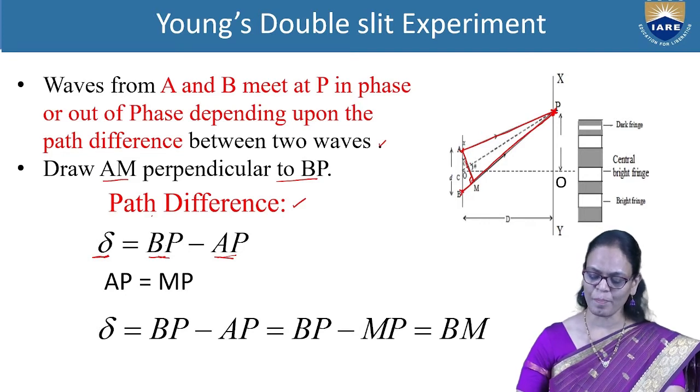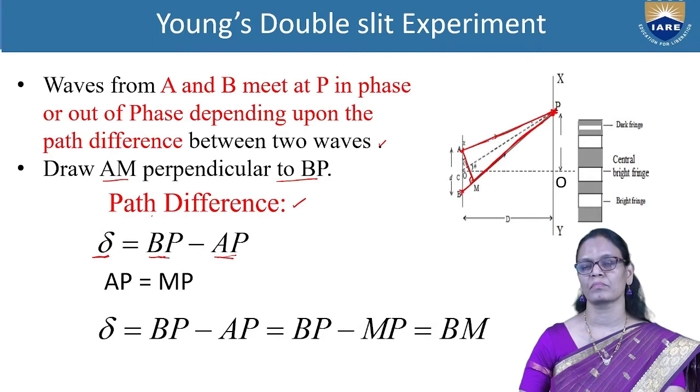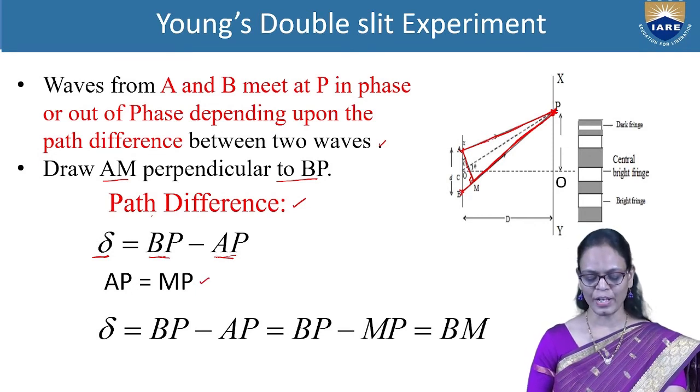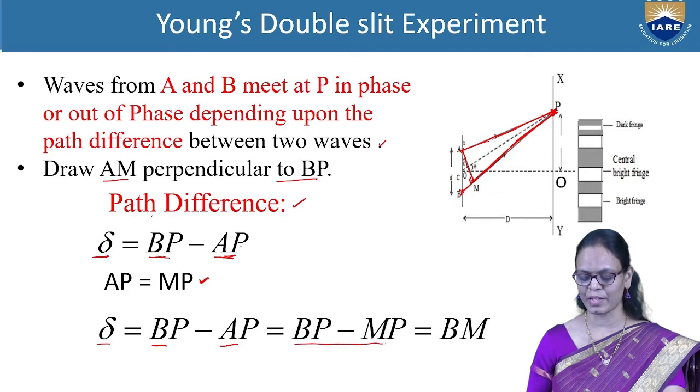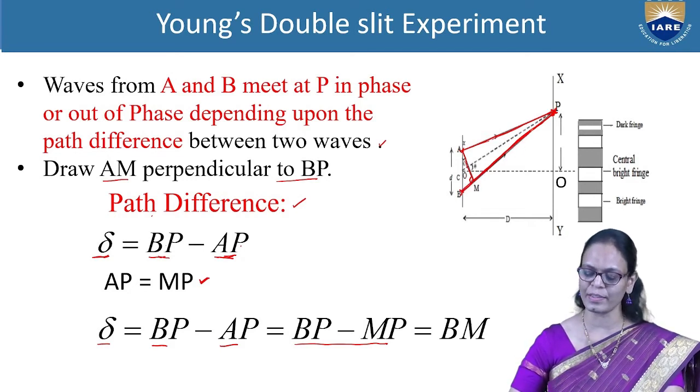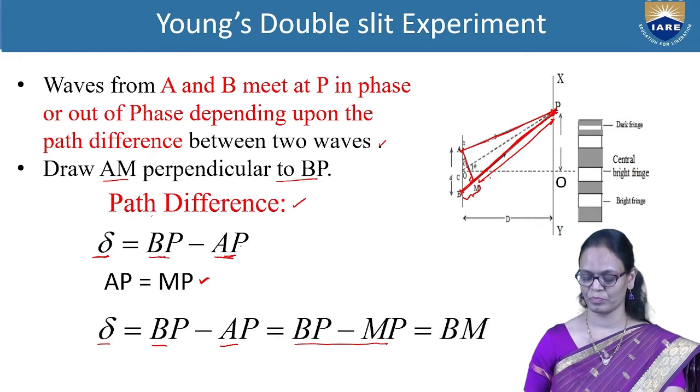Now, when we have dropped a perpendicular, from the geometry of the figure, you can observe AP is equal to MP. AP is equal to MP. That is what we have written here. And now in place of AP, we are going to substitute MP. So delta is equal to BP minus AP, that is BP minus MP after substitution. So now what will be BP minus MP equal to? BP is this total length and this is MP. So BP minus MP will give us BM. This is BM.